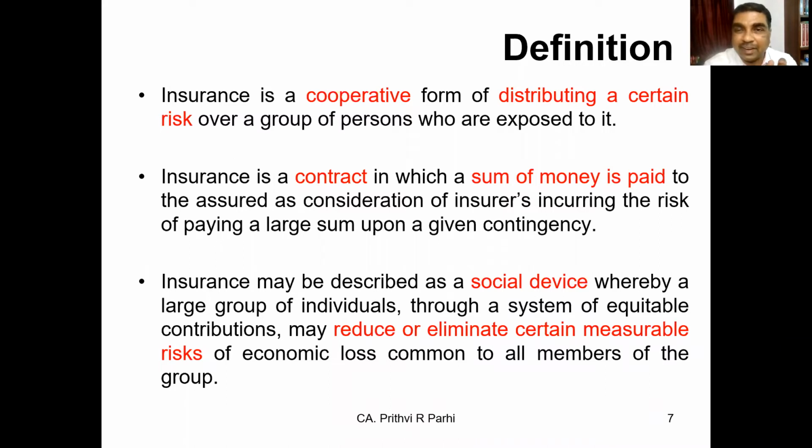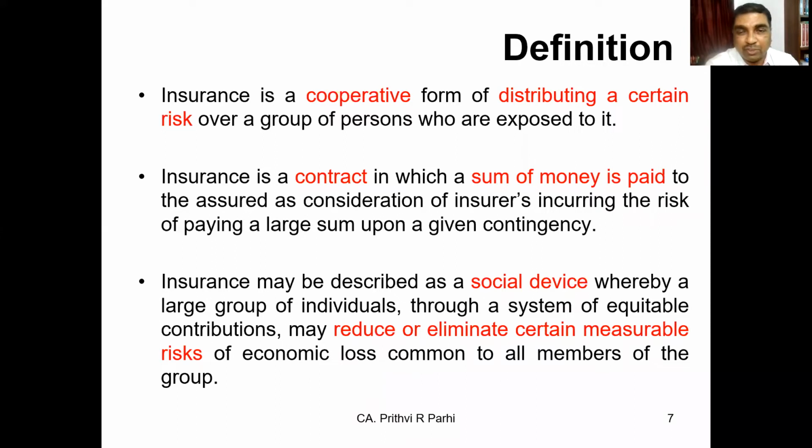So it is a contract in which a sum of money is paid. Sum of money is the sum assured. Sum assured is paid to the assured, the policyholder, as consideration of the insurer incurring the risk and paying a large sum upon a given contingency. A contingency happens, premium is received, and under this contract compensation is paid.